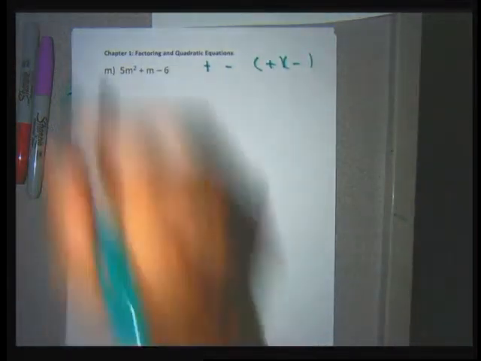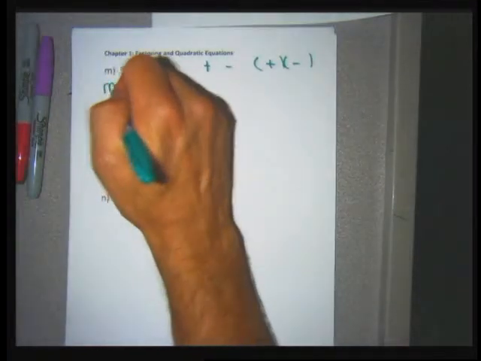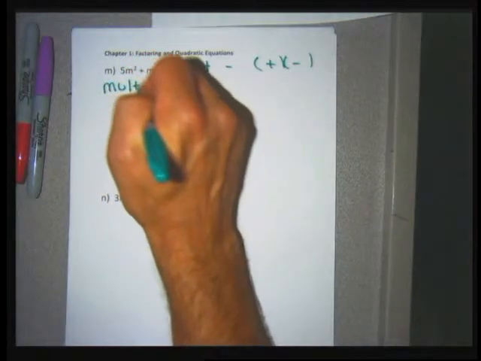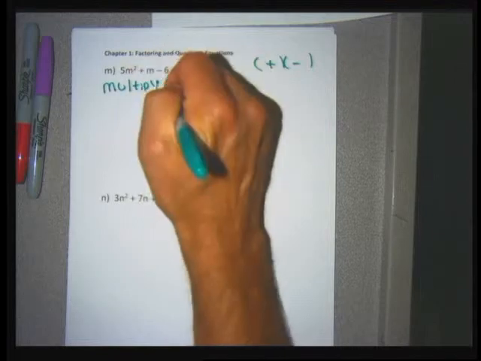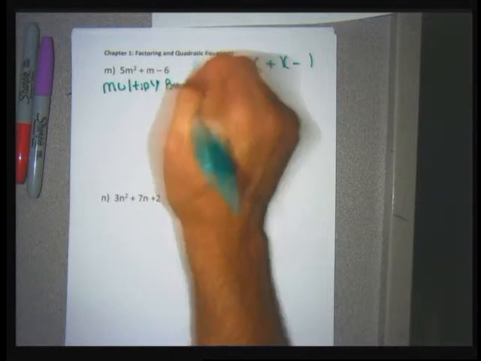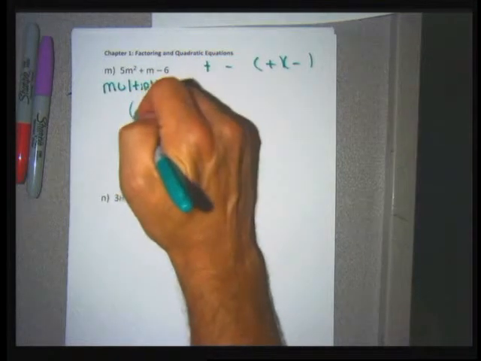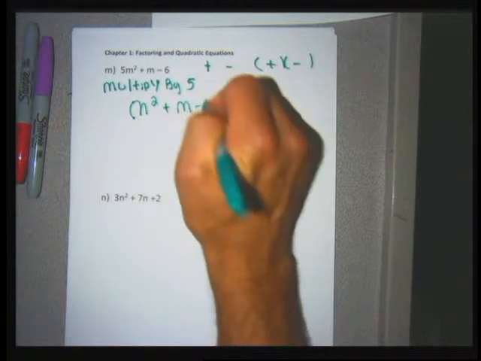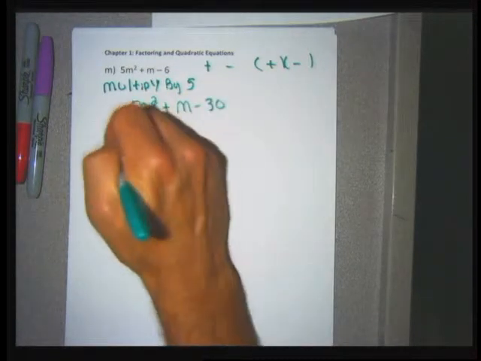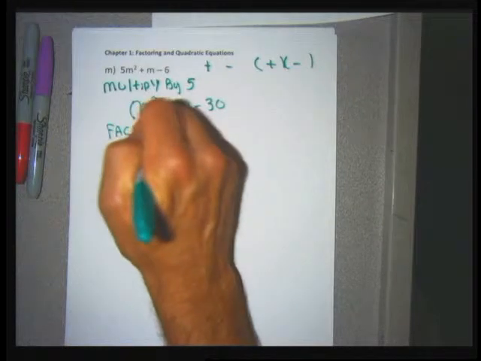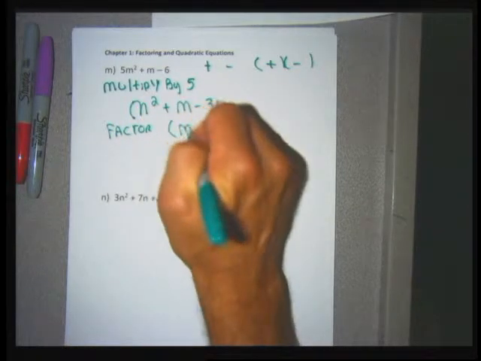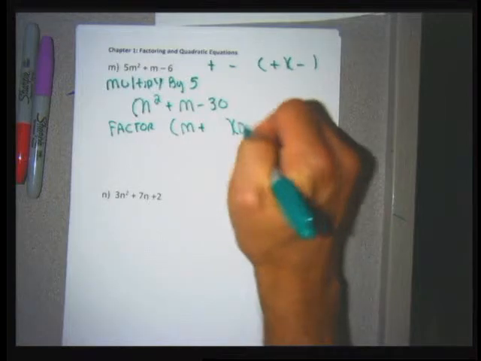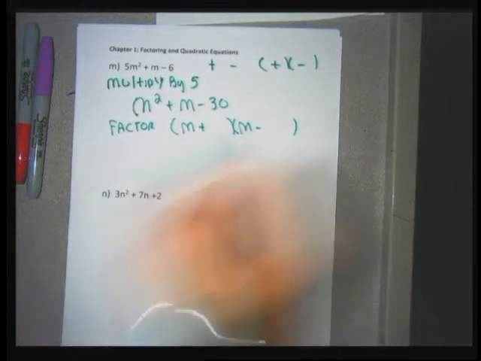I'm going to bottoms up. There's no common factor, and because there's a number in front of the M squared term, I know I need to bottoms up. I'm going to start off multiplying by 5, and I'm going to get M squared plus M minus 30, and then I'm going to go into factor mode. I'm going to do an M plus and an M minus, and I'll start hunting around with the 30.